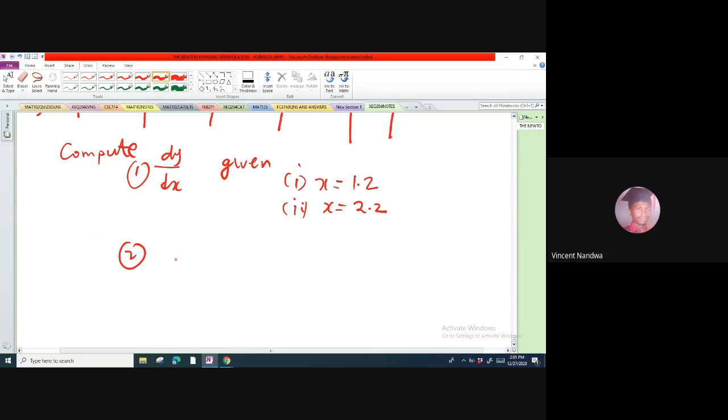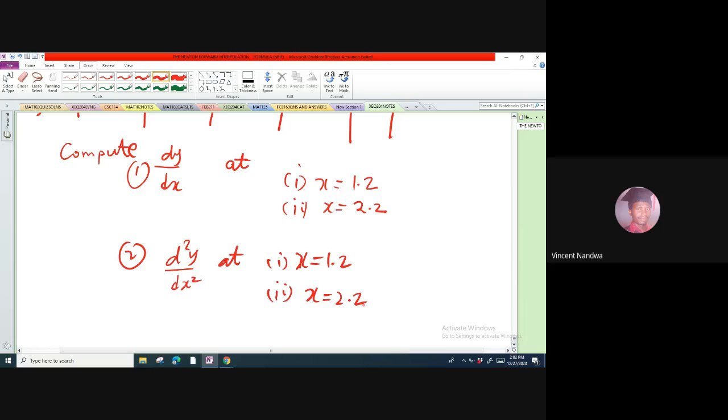Question 2, it's not given. Compute dy dx at this point, and then this one at the same points. X equals 1.2, x equals 2.2.